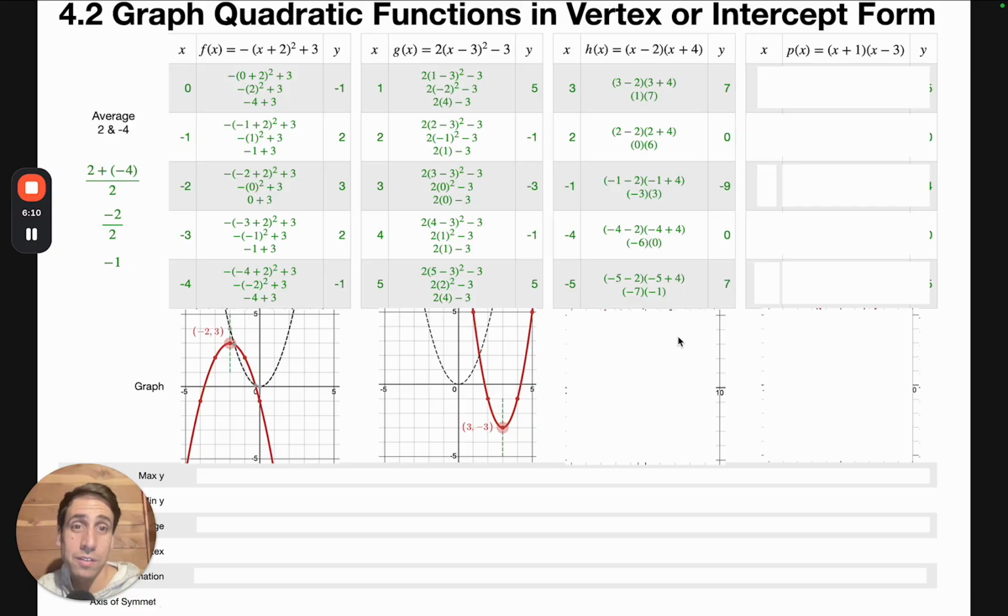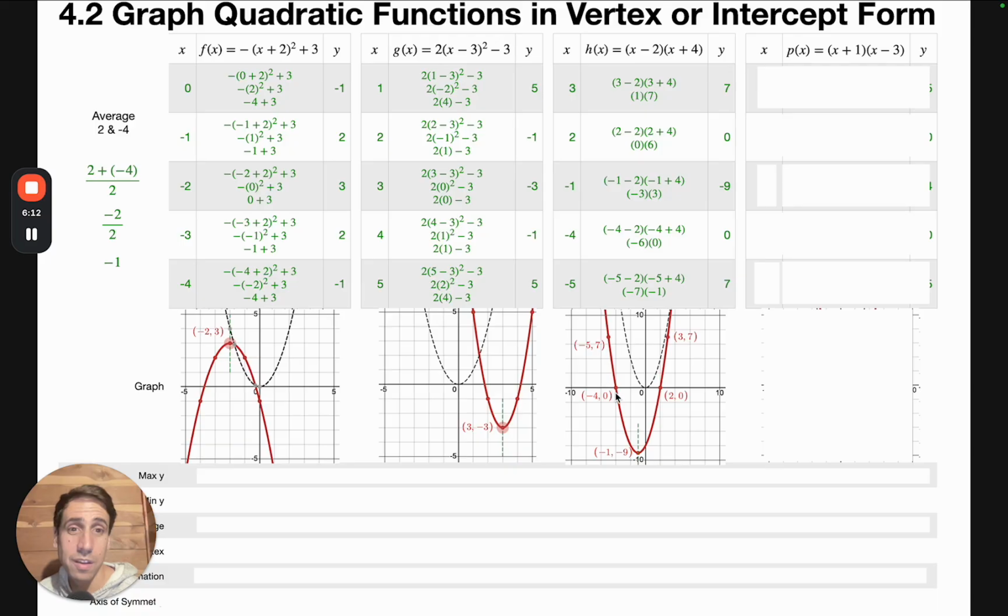Plotting all those points, this is what it looks like. The really interesting thing is that these numbers here, where they get cancellation, you're always going to have a 0 value. So when we said there's cancellation at 2, there's cancellation at -4, it turns out that they're right here along the x-axis, 2, -4. They are the intercepts, and therefore that's why it's called intercept form.